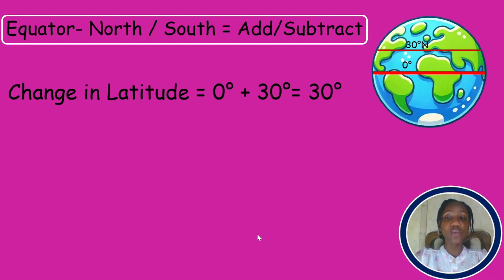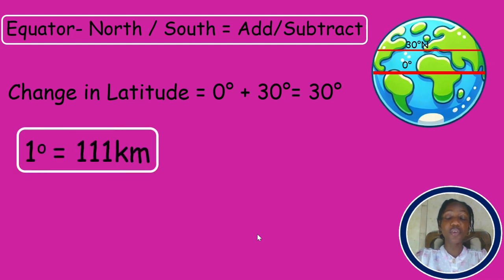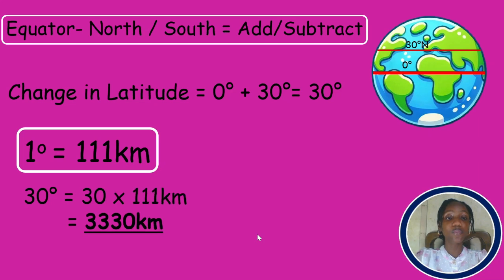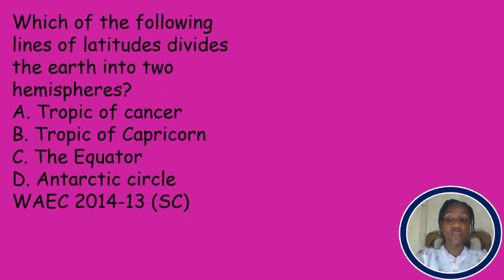Recalling that options are in kilometers, so to convert degrees to kilometers, the formula we should never forget is 1 degree is equal to 111 kilometers. So therefore, 30 will be equal to this. And so our final answer, the distance between the two places is 3,330 kilometers, which is option C.